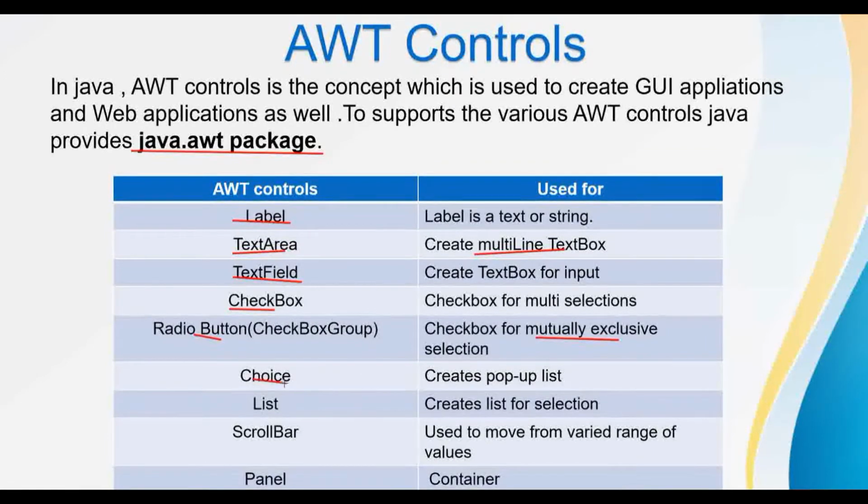Choice is a pop-up list in which only one item can be selected. However, list is also a pop-up list, but in list multi-selection is allowed. Scroll bar is used to move a page from up to down, from left to right and vice versa. And panel is the simplest container in which we can place AWT controls.